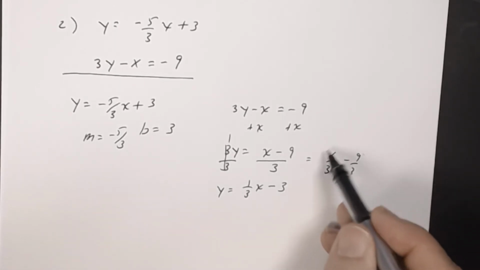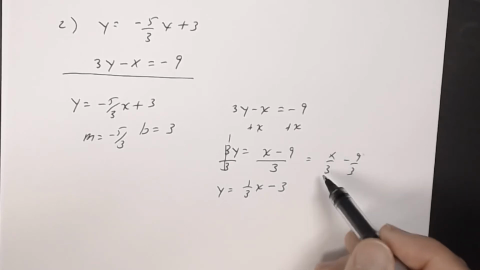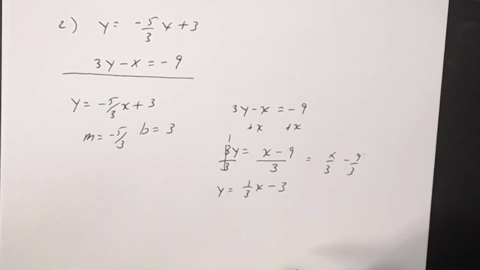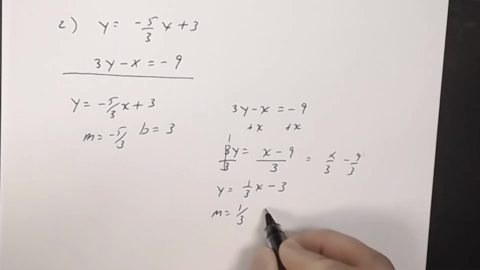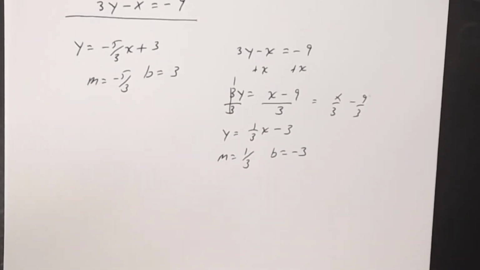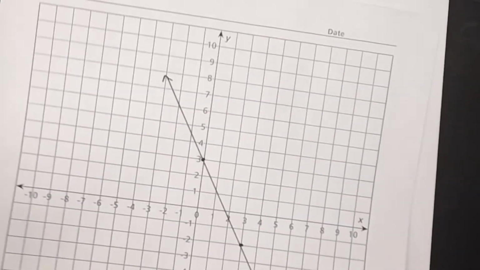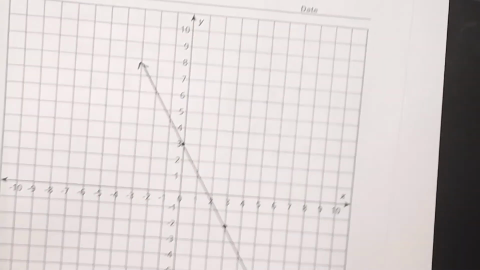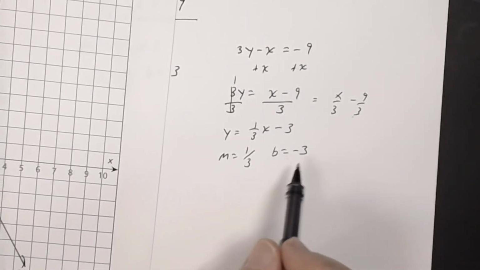And then I just rewrote this to make it look like a number times x. So x over 3 means 1/3 x, and 9 over 3 is just 3. So the slope is 1/3, and my y-intercept is negative 3. And remember that since the slope is positive, the line better rise. It better rise.